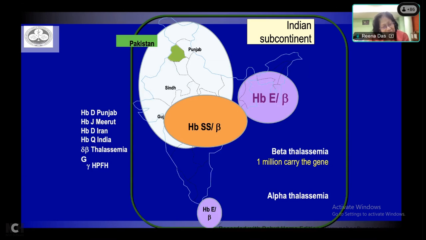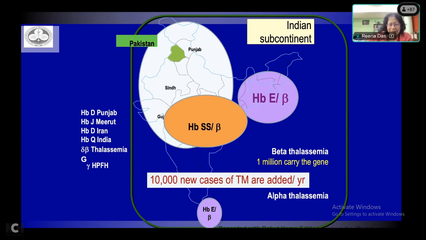Now, we also know that nowadays we have a lot of population migrations, and I, being a Bengali, am in Punjab. So this kind of thing happens, and because of this, you can actually see all the abnormal hemoglobins anywhere in India, and now anywhere in the world as well. But within India, the kind of mutations are more or less uniform, and we'll talk about it a little later.